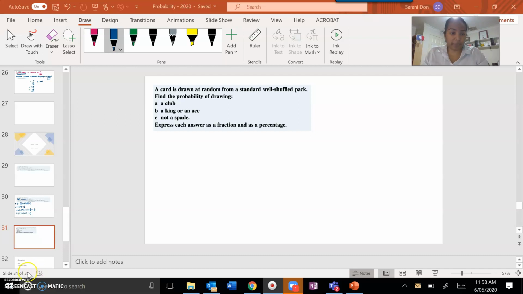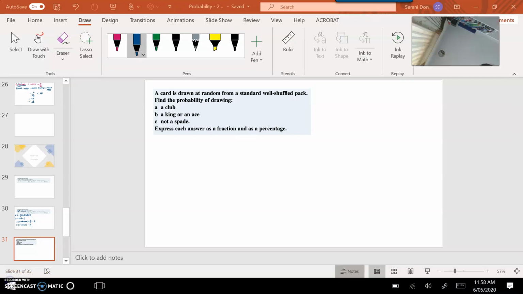Alright, so I'm just going to flip the video. Okay, so this question is asking: a card is drawn at random from a standard, well shuffled pack, so obviously it's not in order. Find the probability of drawing a club.